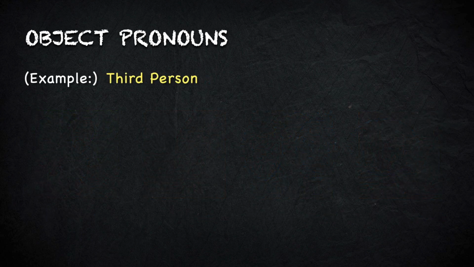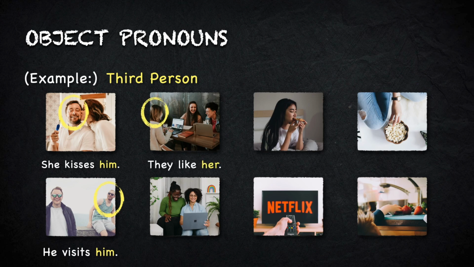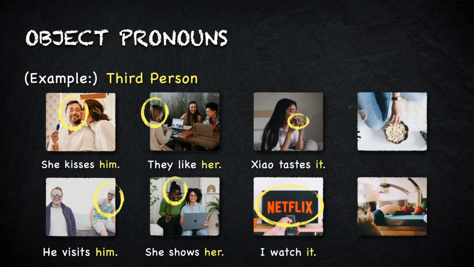And finally, for the third person form, we can say, she kisses him and he visits him for the third person masculine singular. Next, they like her and she shows her for the third person feminine singular. Next, Zhao tastes it and I watch it for the third person item singular. And finally, Lisa takes them and he grabs them for the third person plural form.